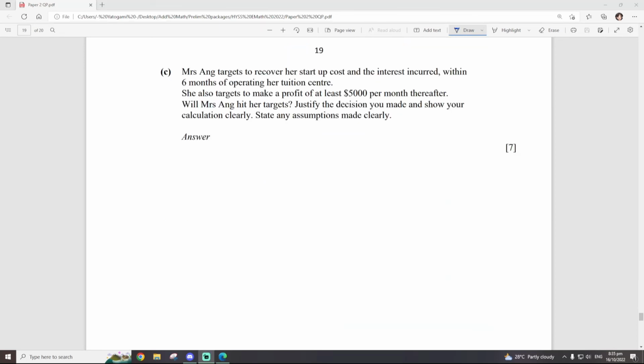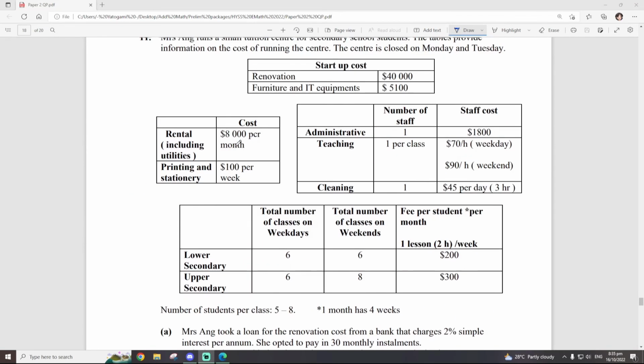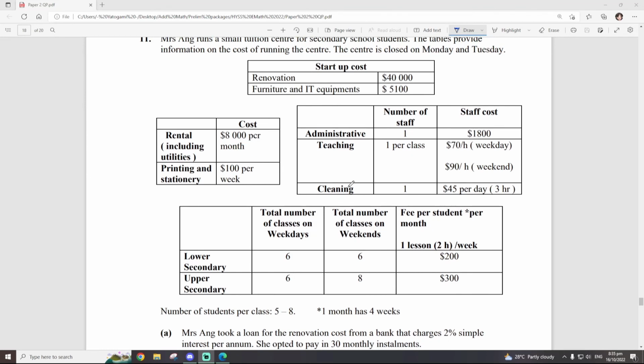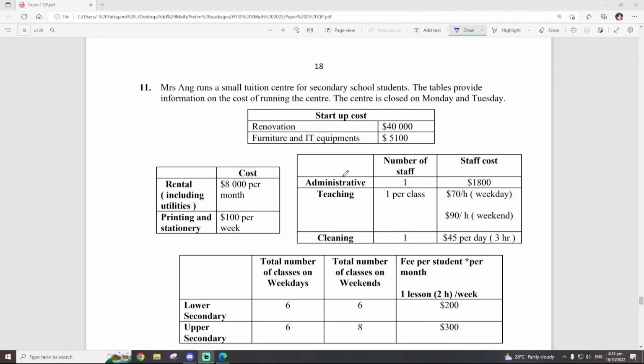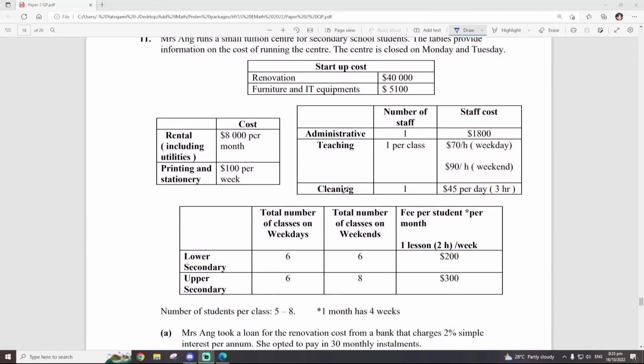Mrs. Ang targets to recover the startup cost and the interest incurred within 6 months. She also targets to make a profit of 5,000 per month. The way that the information was presented in this question was very, very poor, and it makes things very confusing. I had to read the question a lot of times, but I think I have the approach down, so let me talk about it.